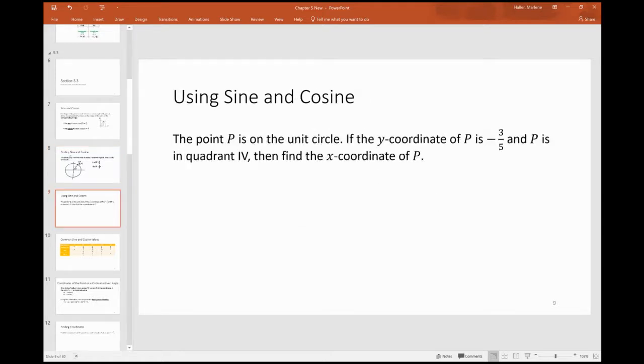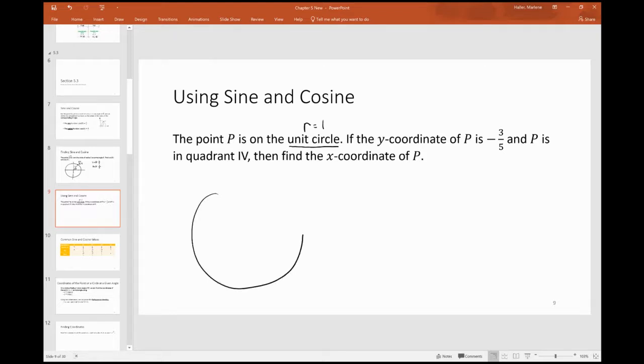Okay, let's look at another example. Here we have some point P that's on the unit circle. The unit circle has a radius of 1. We know the y-coordinate of that point is negative 3/5, and we know that point's in quadrant 4. What would that x-coordinate be?